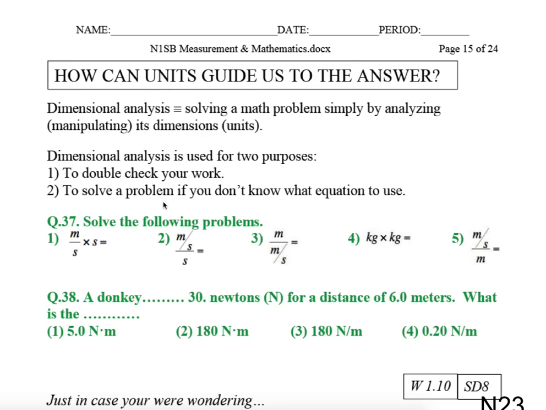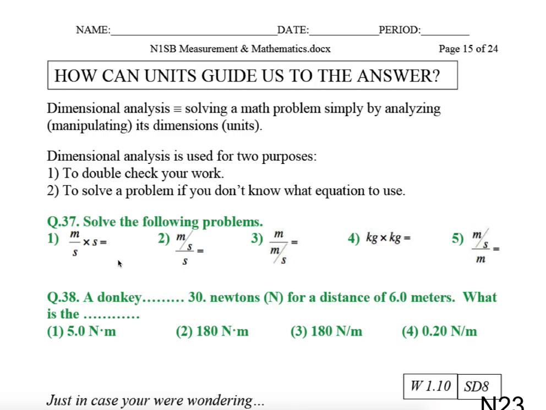We're only going to look at the top half of Notes 15. This is a pretty straightforward section. You've already been doing this. Basically, how can units guide us to the answer? So we are doing math with units just as we do math with numbers. If you recall in physics, we don't use values, we use magnitudes. Magnitude is the number with, or the value with, the unit.